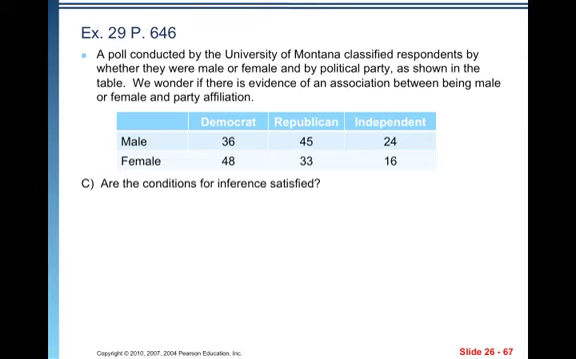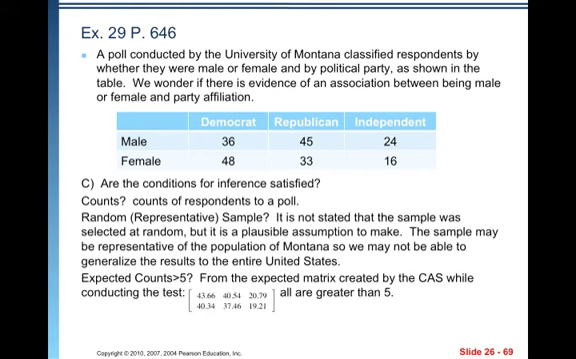Are the conditions for inference satisfied? Counts, and we want to know if we've got a random representative sample and if our expected counts would be greater than 5. Our counts are there. We have counts of respondents to a poll. For each respondent, they made note of whether they were male or female, and whether they were Democrat, Republican, or Independent, and then they summarized all those responses with counts. So we're good to go.